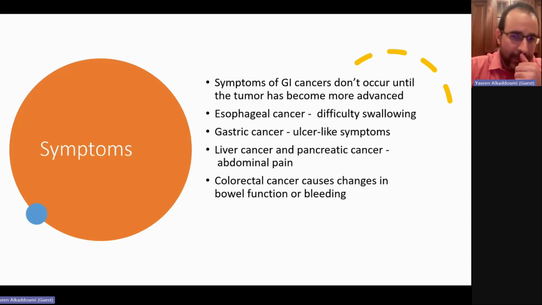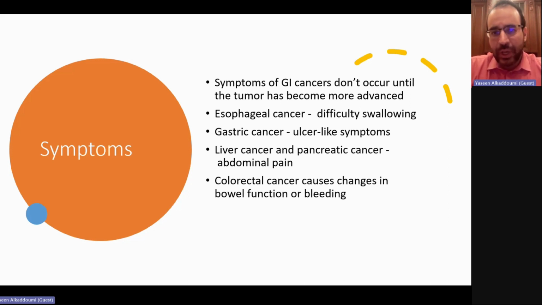What are some of the common symptoms that patients can experience? For esophageal cancer, patients would describe what is called dysphagia, difficulty swallowing, eating, and drinking. Gastric cancer and pancreatic cancer can present with abdominal pain and weight loss. And colorectal cancer can present with constipation and change in bowel function. The patient can experience bleeding, and sometimes patients can have iron deficiency.